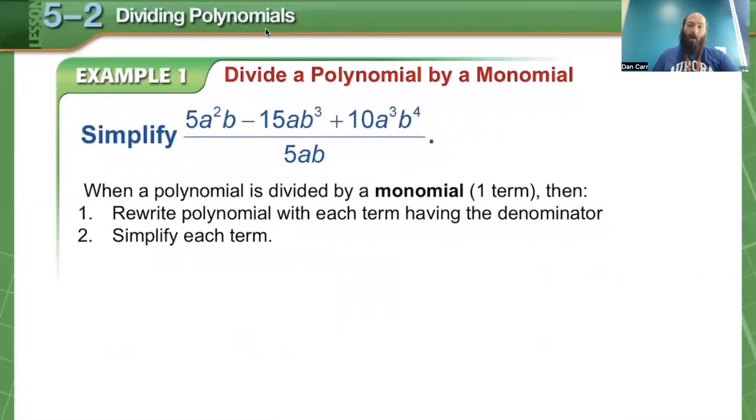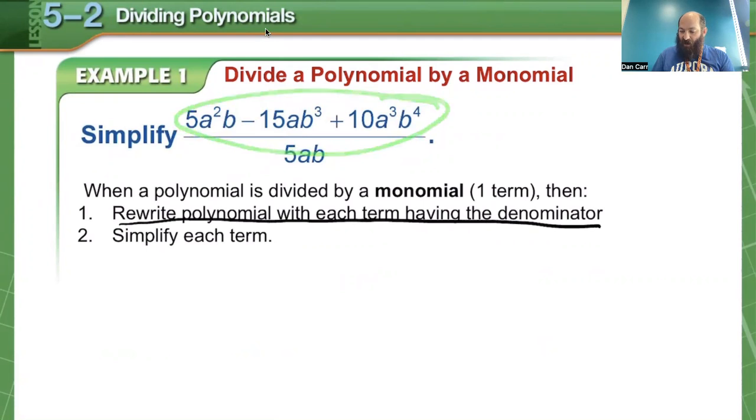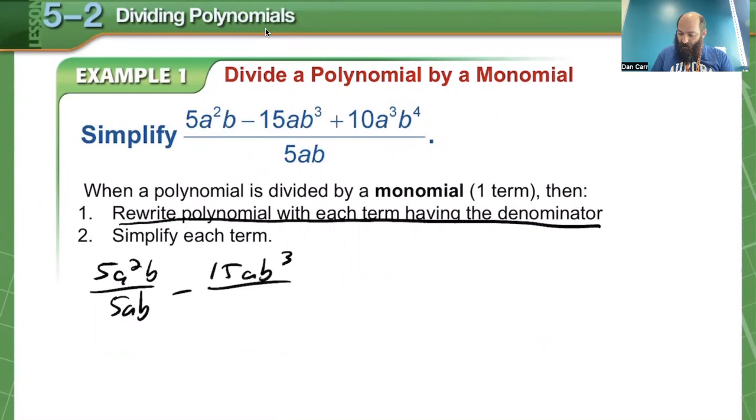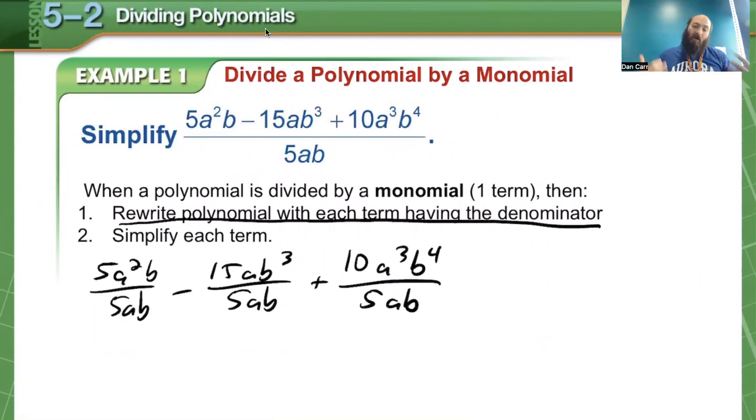If we divide a polynomial by a monomial, so here my polynomial is 5a squared b minus 15ab to the third plus 10a to the third b to the fourth, all divided by 5ab. When a polynomial is divided by a monomial, let's rewrite the polynomial with each term having the denominator. Because remember, this is like saying three fractions divided by a common denominator of 5ab. So that's what I'm going to do to start: 5a squared b over 5ab minus 15ab to the third over 5ab plus 10a to the third b to the fourth over 5ab. So we separate as three fractions.